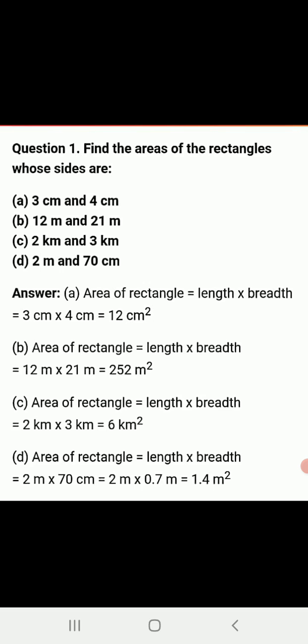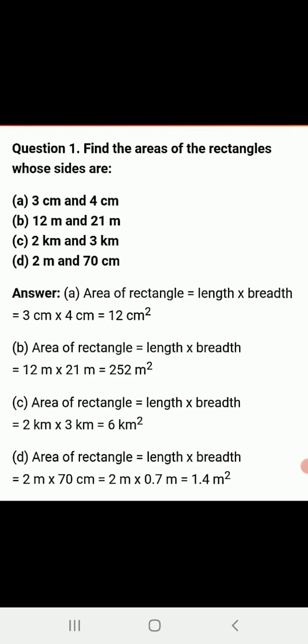Question 1. Find the areas of the rectangles whose sides are given. So here there are 4 sub questions. The sides of the rectangle are given, which means length and breadth of the rectangle are given. We need to find the area. The formula for finding area of a rectangle is length into breadth.